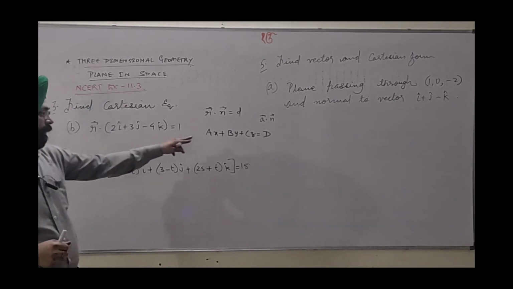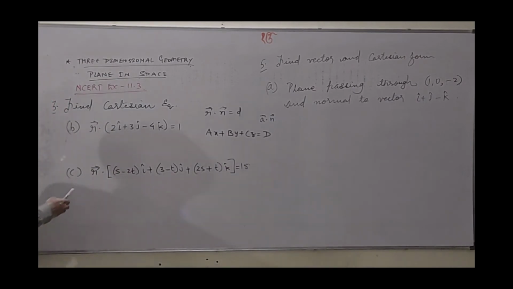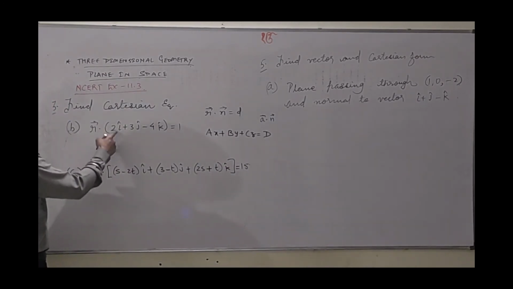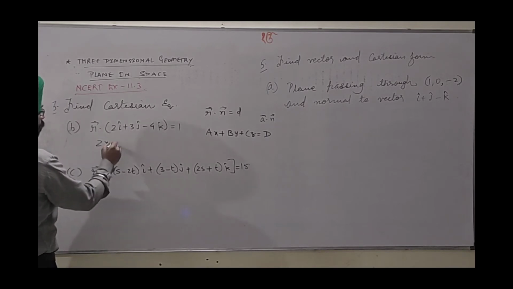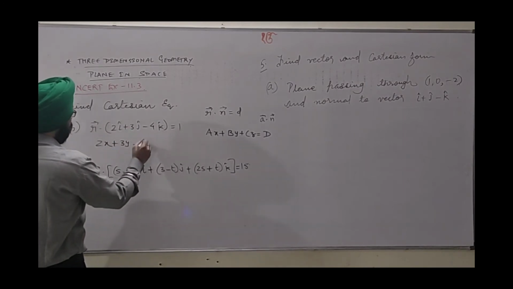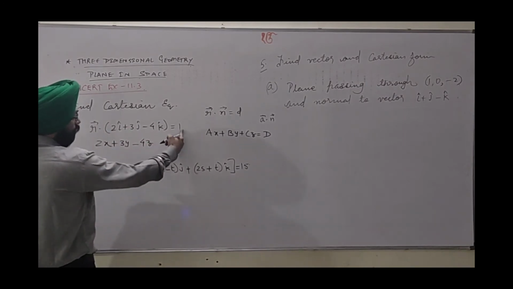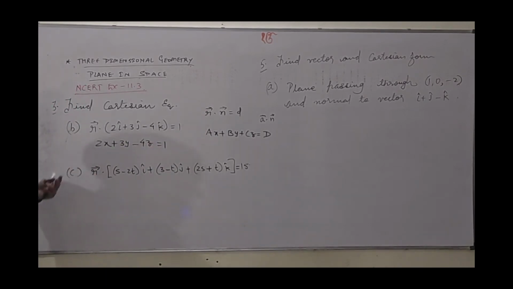And r always stands for xi plus yj plus zk, so no need to elaborate. This can directly be written as 2 corresponding to x, that is 2x, 3 corresponding to y. So taking the dot product we get 3y, and minus 4 corresponding to z, so it's minus 4z. As constant 1 is given, it comes as it is, no change. This converts into Cartesian form.